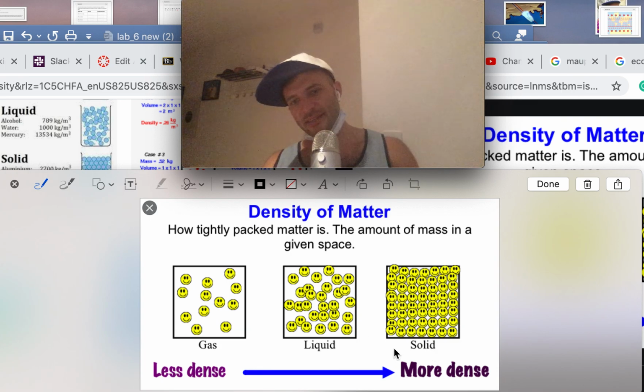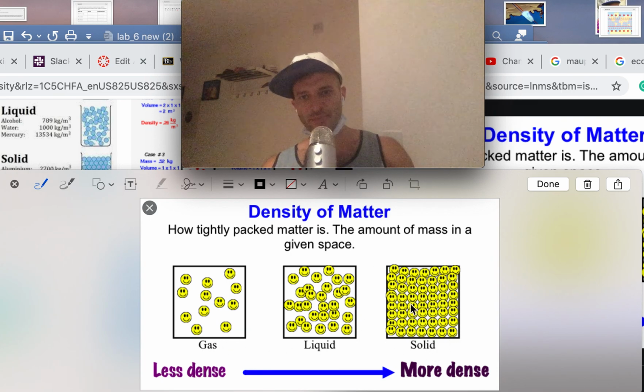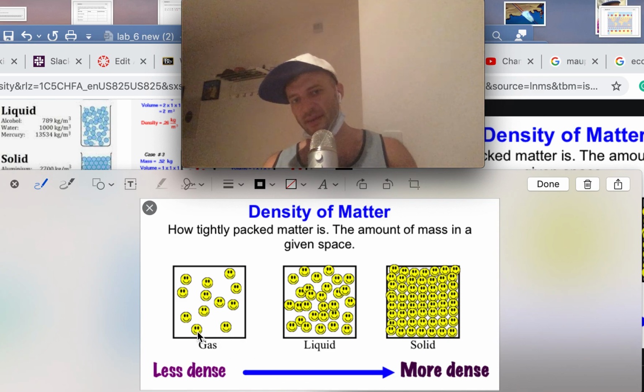They're using gas, liquid, solid, but this is less dense and this is more dense. Cities are more dense, more people in a smaller geographic area. The rural areas are less dense, less people in a geographic area.